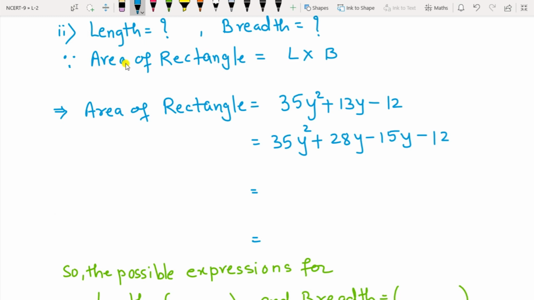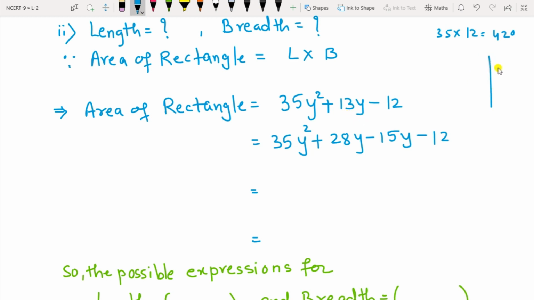So let us start with the second question. Length and breadth you have to find. The area of the rectangle has been given as 35y square plus 13y minus 12. So you have to multiply 35 into 12 here. 35 into 12, you get 420. Now split 420 in such a manner that you will get 13 as the middle term.